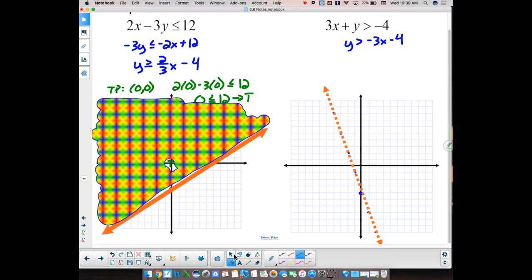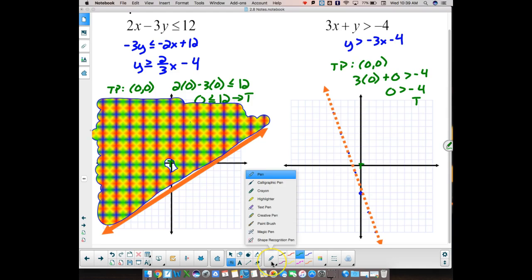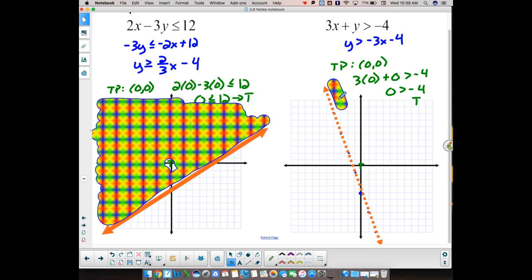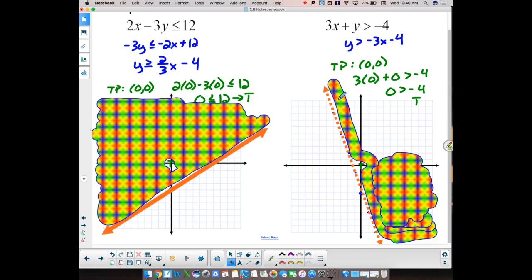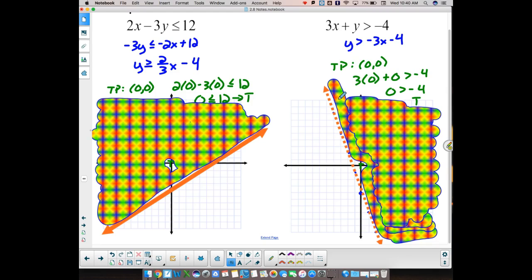Okay. Again, I did not go through the origin. 3 times 0 plus 0 is greater than negative 4. 0 is greater than negative 4. That is a true statement. So I would shade then on that side. Questions on those?